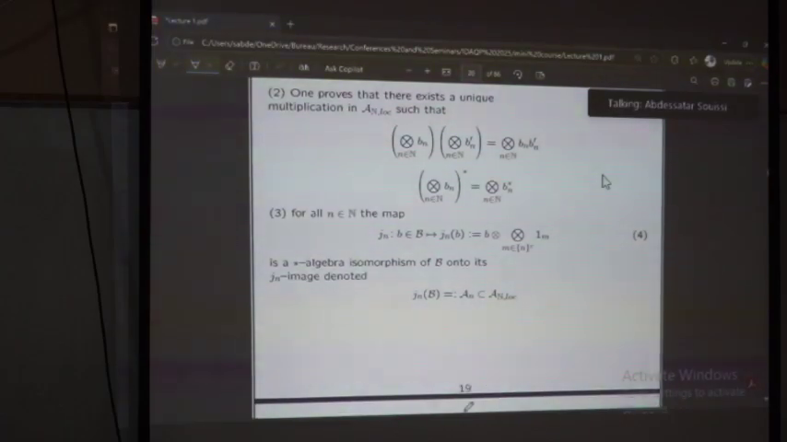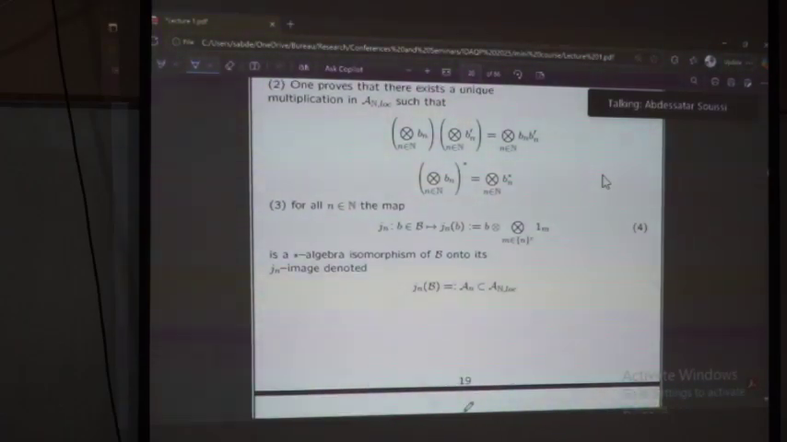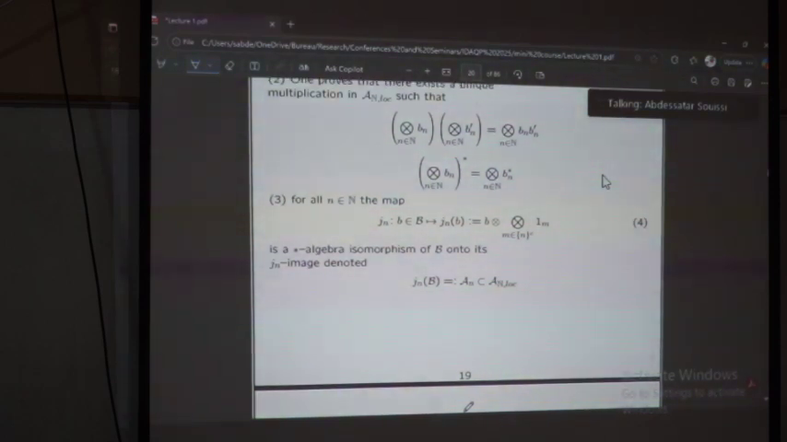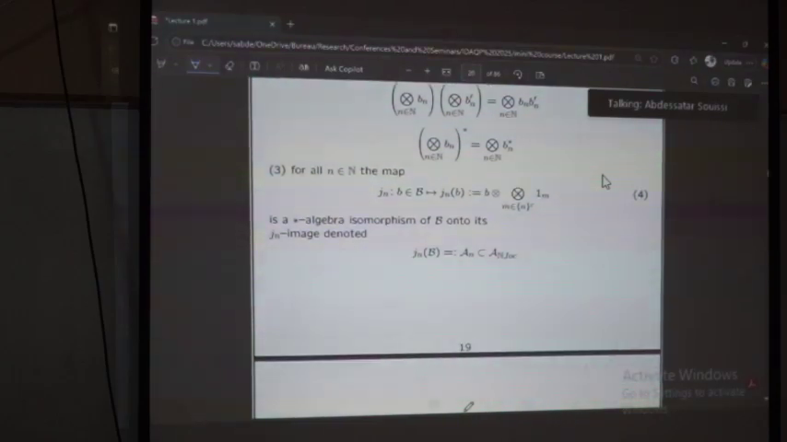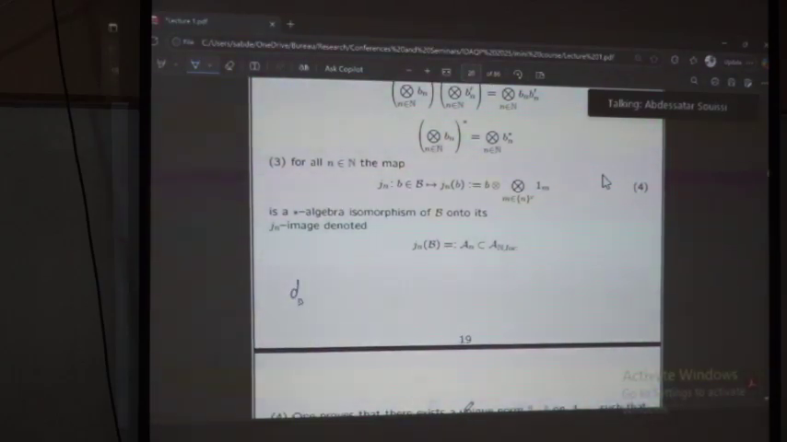And then we define the embedding j_n: for a given B in the simple algebra B, we just put it in the nth position, meaning we take B in the nth position and the rest are ones. For example, j_2 of a certain B is 1 in the first position, position 0, tensor 1 in the second one, position 1, tensor B, and the rest should be 1, and so on.